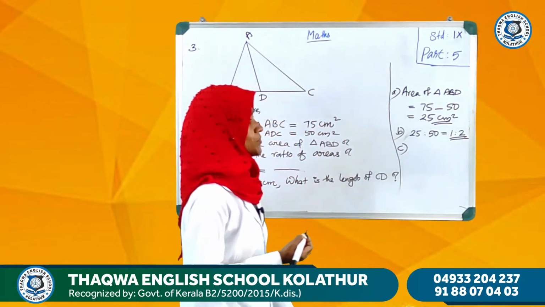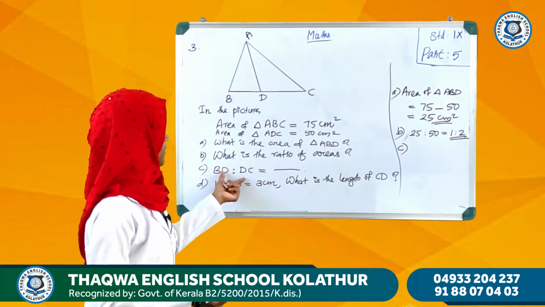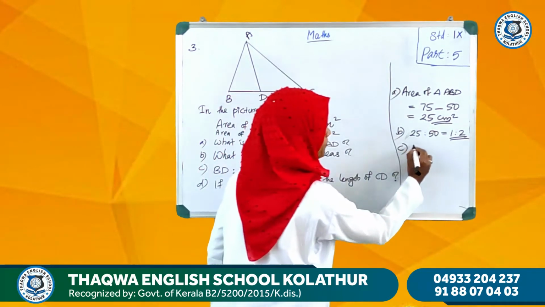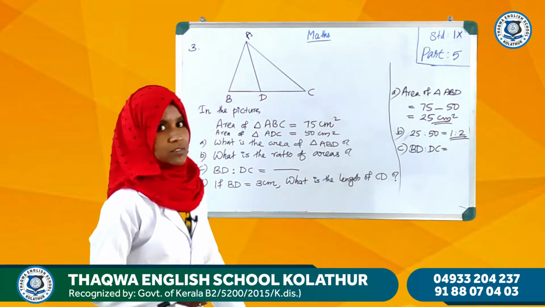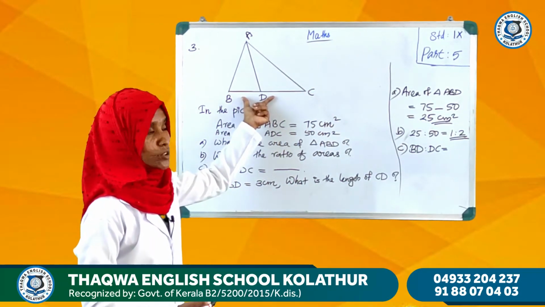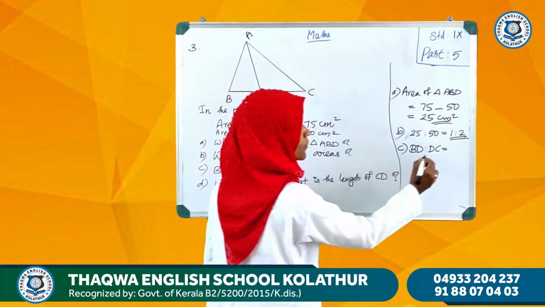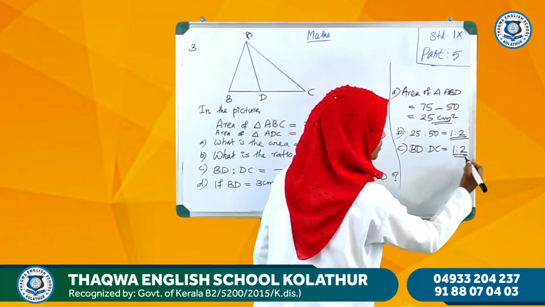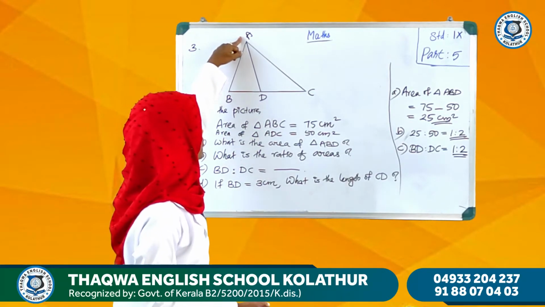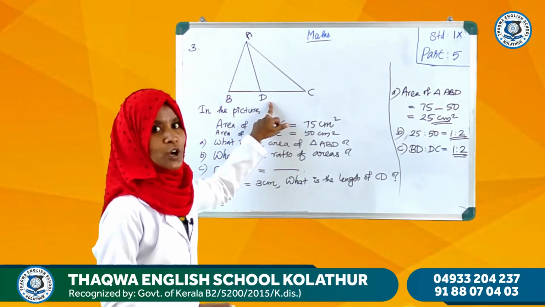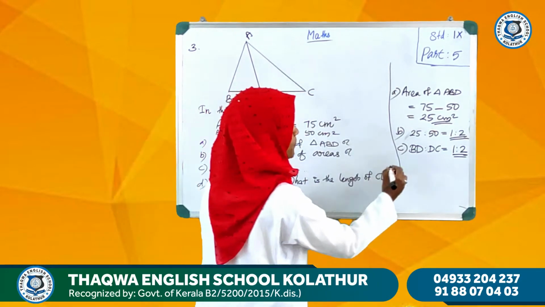Then C part, BD is to DC. That is the ratio of the length of the bottom sides. So also 1 is to 2. Why? A line drawn from a vertex of a triangle divides the length of the opposite side and area of the triangle in the same ratio.